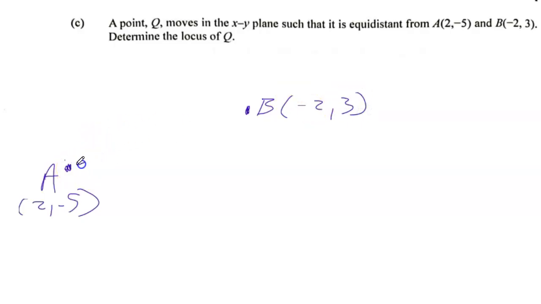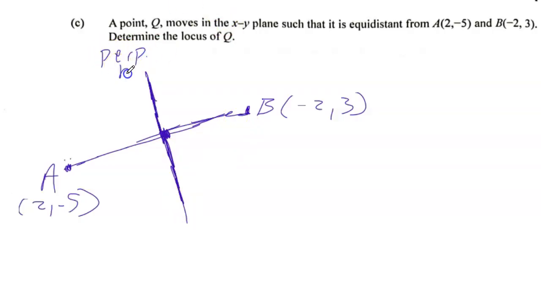So here's your line segment connecting A and B. Now Q is always moving, so it's always at the same distance from A and from B. The locus of Q is really the perpendicular bisector of AB, since any point on this line is always equidistant from A and from B. So we're really finding the perpendicular bisector of AB.